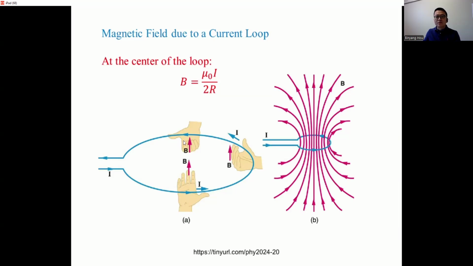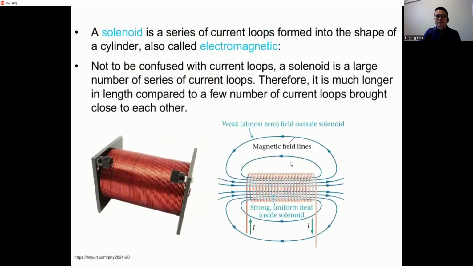So you can see for the loop here, inside the loop the magnetic field points upward. But if you're outside the loop, then your fingers will actually curl backward, so it's going to be downward outside of the loop. Okay, so if you draw the magnetic field lines, they will look something like this.